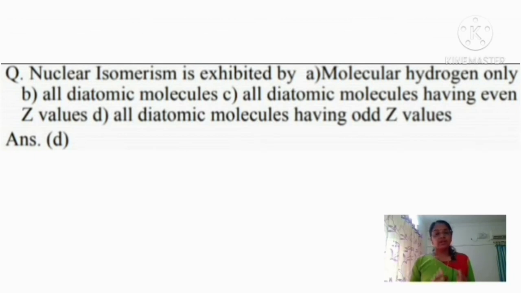That means when the atomic number is odd, there will be an odd number of protons in the nucleus, so nuclear spin will be there. If there is a resultant nuclear spin, that compound can exhibit nuclear isomerism. So all diatomic molecules having odd atomic numbers can exhibit nuclear isomerism.